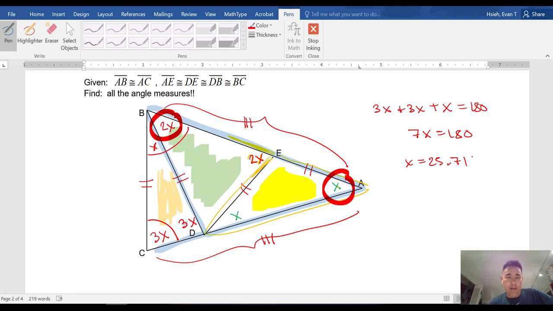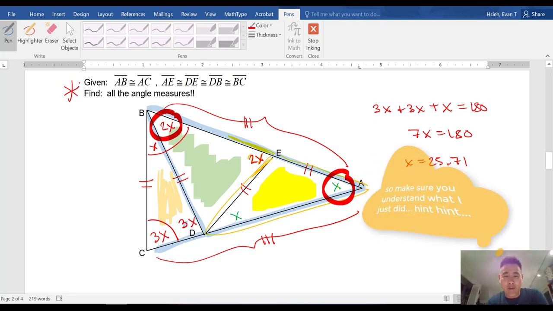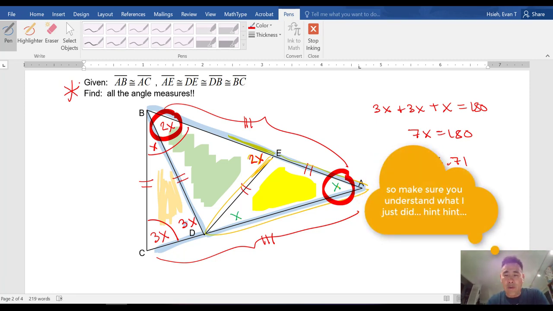I hope you found that to be a fun problem. That is a very legit 4-level problem. We actually do this quite a bit in 4-level, so hopefully you enjoyed that.